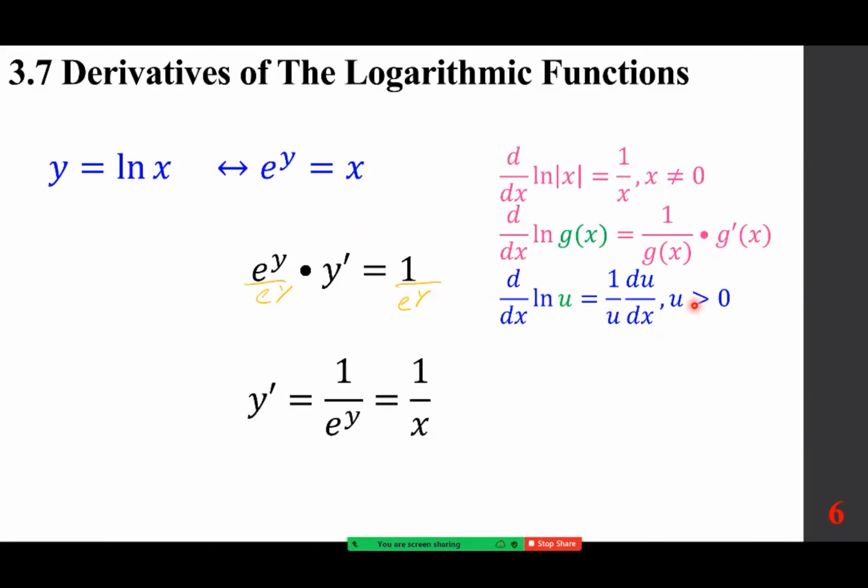We are assuming u is larger than 0. In this case, we are just saying x can't be 0, and we use an absolute value. And again, the reason we use an absolute value here is because of the domain I explained, from 0 to infinity. U must be larger than 0. All right.